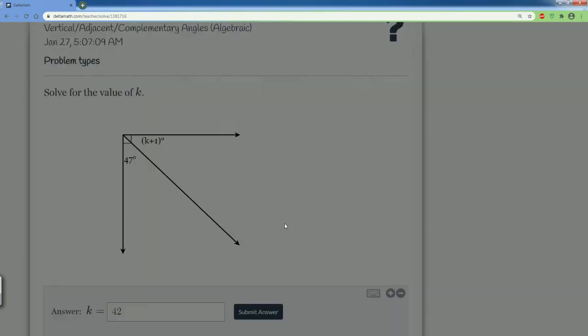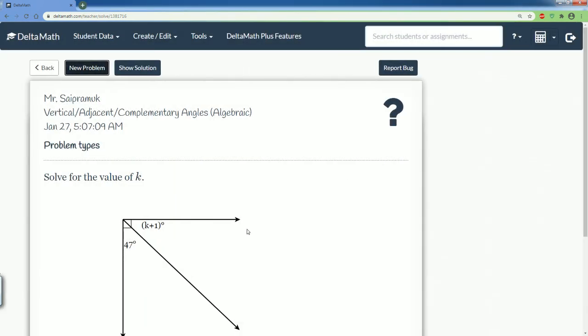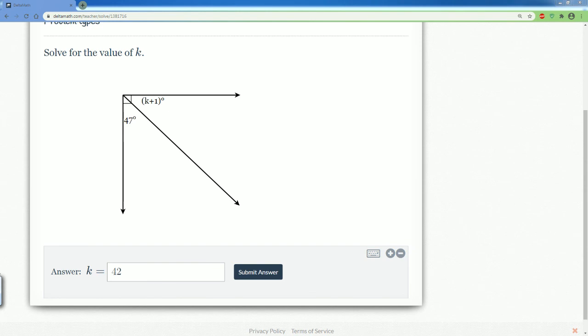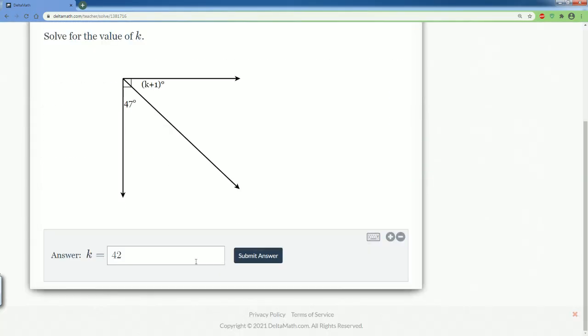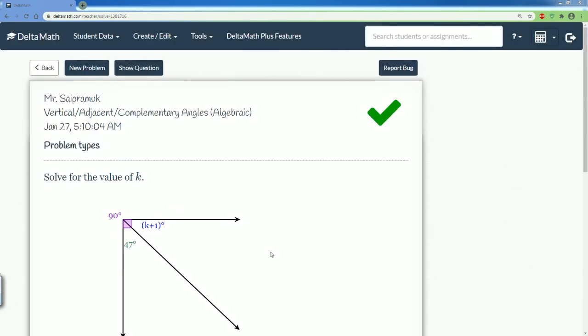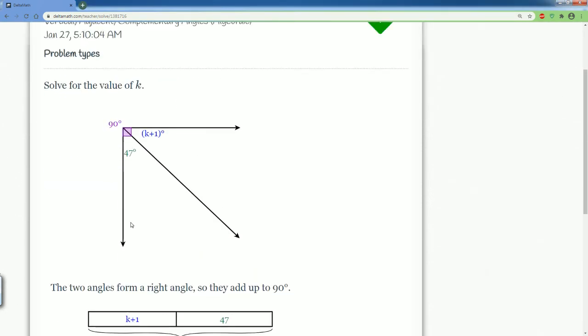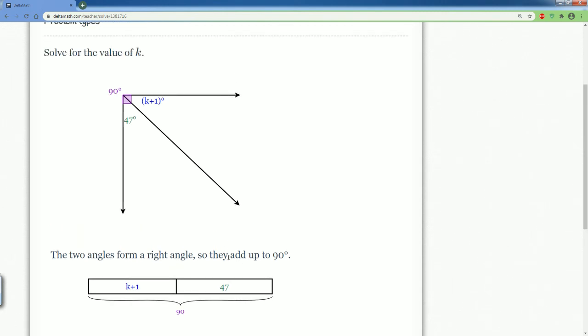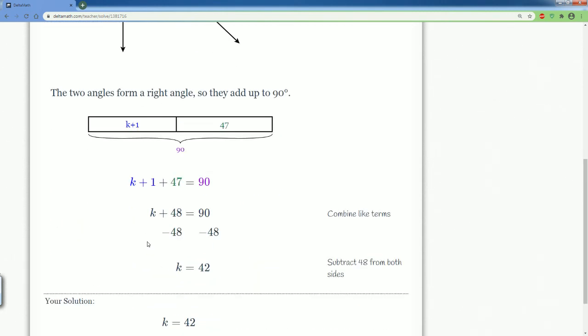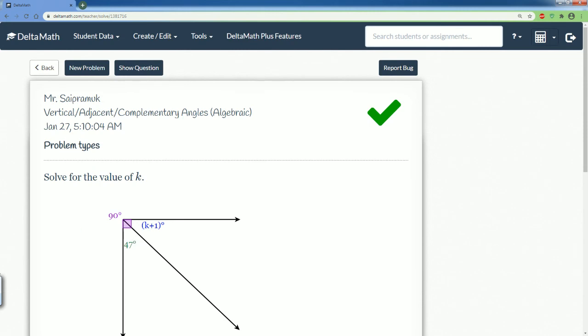Right. Submit. And all right, there we go. We are correct. The two angles form a right angle, so they add up to 90 degrees. We did it correctly here. Good. All right, so there you go. Those are all your solutions.